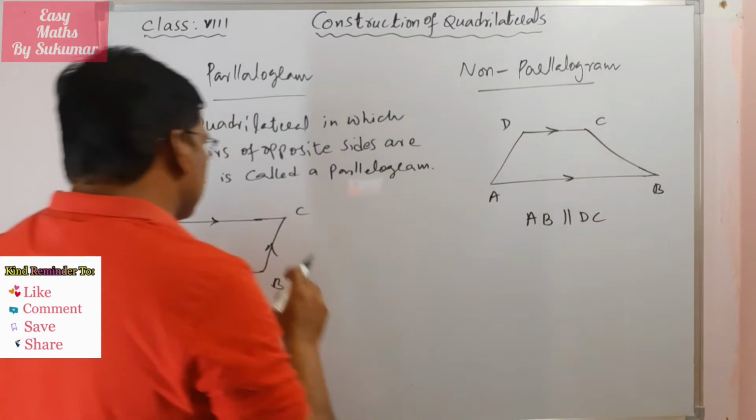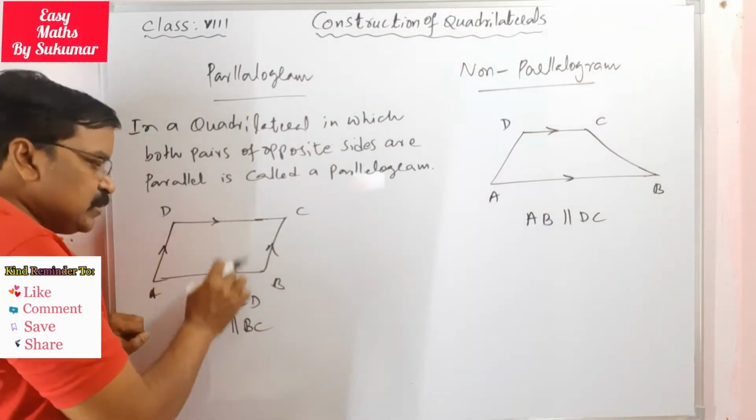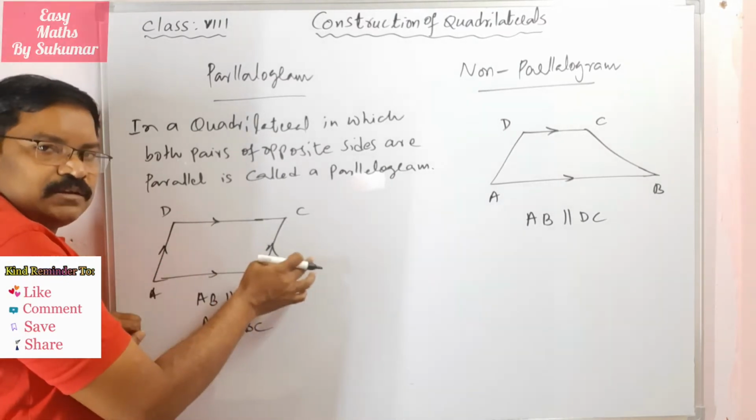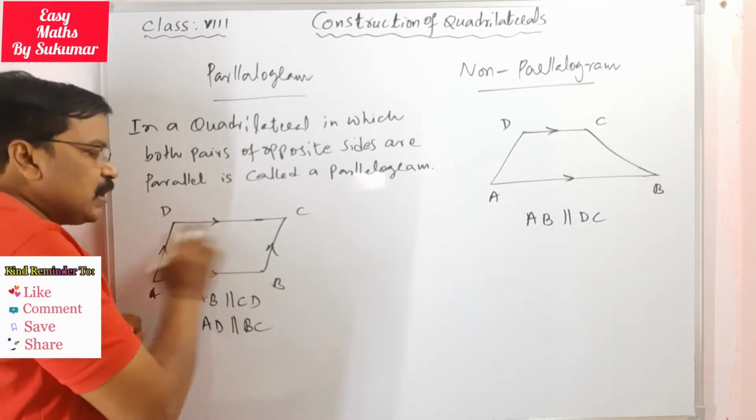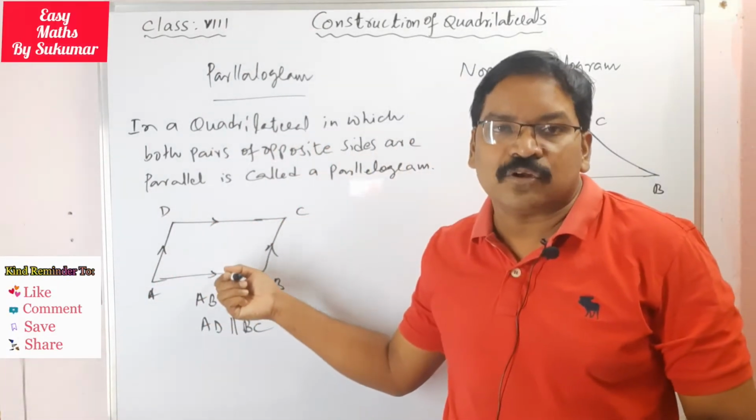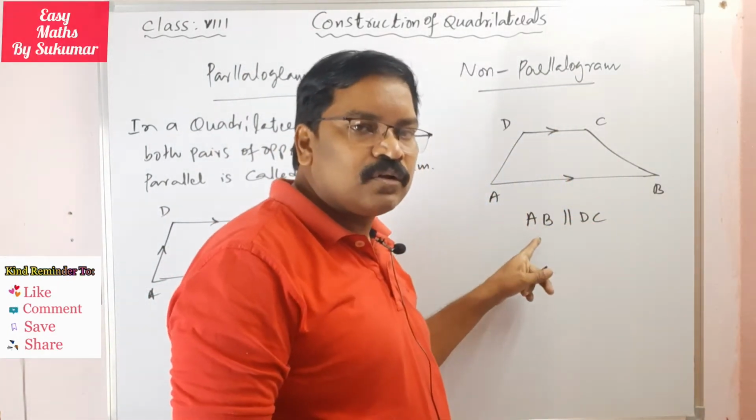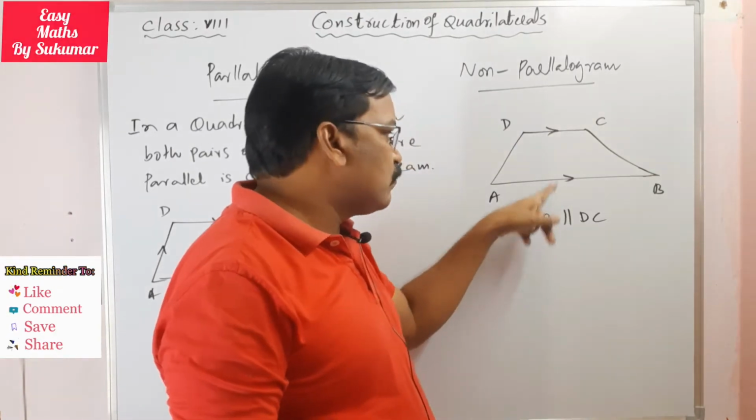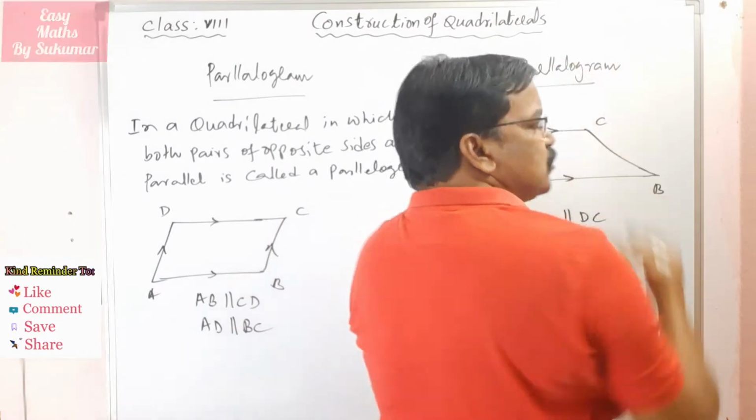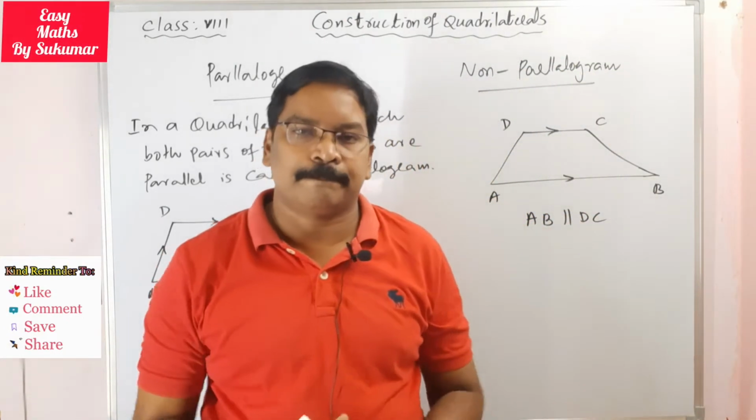Okay, my dear students. But here, these two opposite sides are parallel and these two opposite sides are parallel. Here one pair and here another pair of opposite sides are parallel. So it is called a parallelogram. This is a non-parallelogram. Why? Because only one pair of opposite sides is parallel. This pair is not parallel.